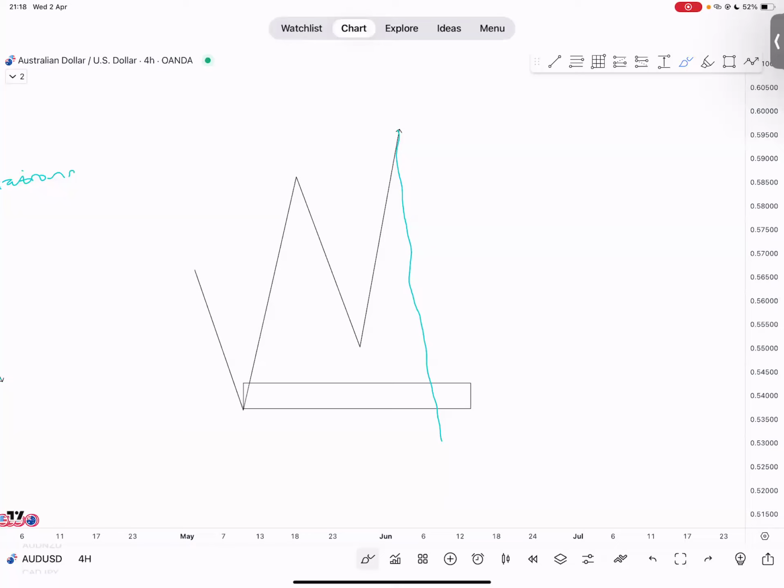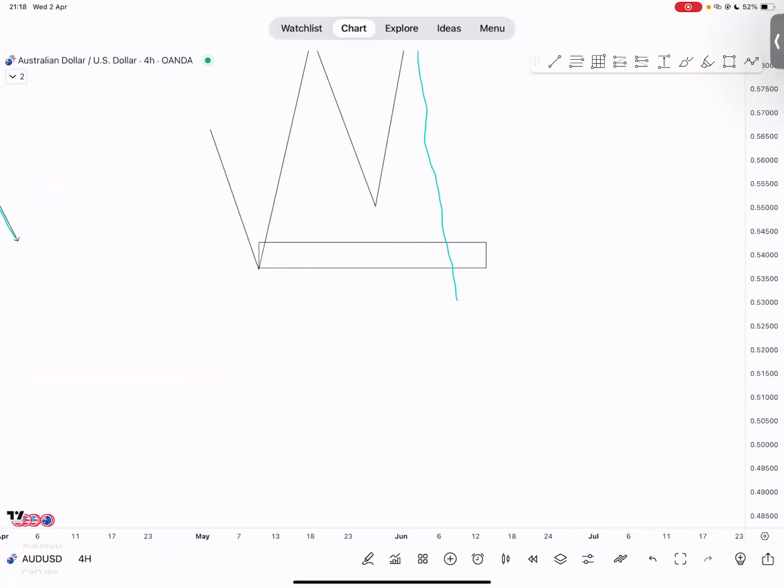It creates an opportunity for a breaker block. I told you that a breaker block is formed from the failure of a bullish order block with little or no reaction to it. So a very negligible reaction or no reaction at all on that order block creates a breaker block.